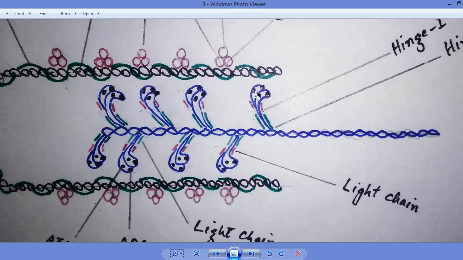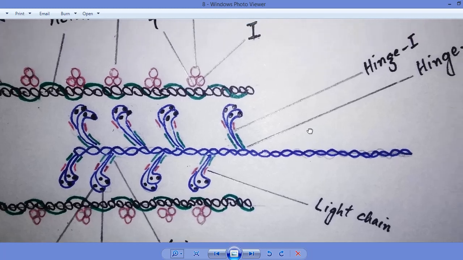The head area consists of, over here at the base of the head, you can see that the light chain has been attached. Two light chains are attached near the head area of the myosin filament, at the neck area, or the lower arm, which have been represented by the green color. The area of the myosin which is not covered by the light chain, over here and over here, represents the hinge.